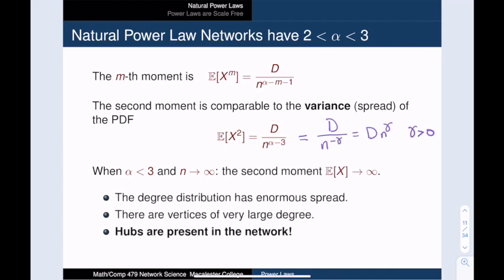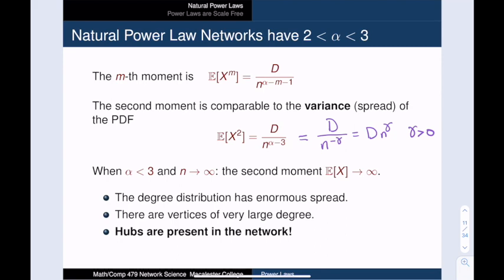Now let's allow the size of the network to grow as we did with the first moment. This time we get the opposite effect. As the network grows, the second moment grows as well, and this means that the spread of degrees increases without bound. In other words, even though most vertices have very small degree, there are a smattering of vertices of incredibly high degree. In other words, we have a bunch of hub nodes. Furthermore, the hub node degrees are so high that they dominate the network structure as they quickly fuse the network together into a tightly connected system.